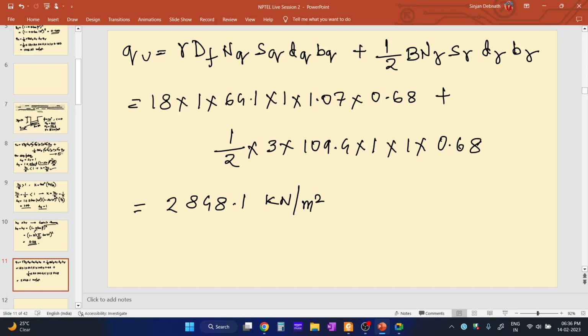You are asked to solve this problem. Please solve this problem so that we can verify whether I have done any calculation mistake or not. That's why I'm asking you to solve all the problems along with me. You will also get a better understanding. So if you have any doubts, you can tell me now.